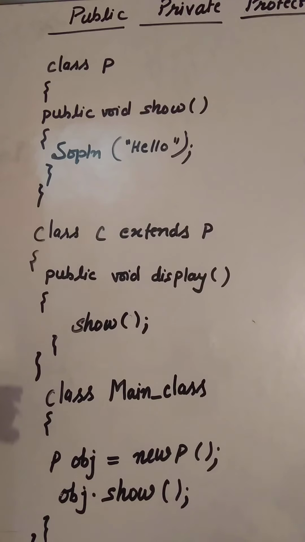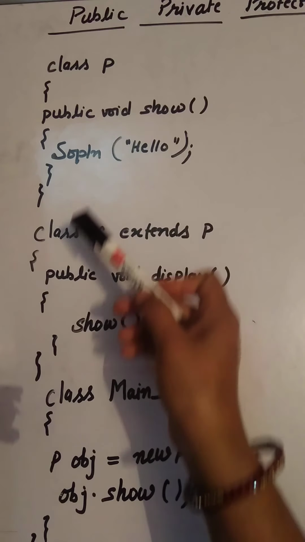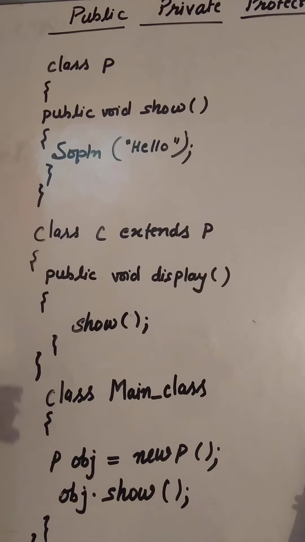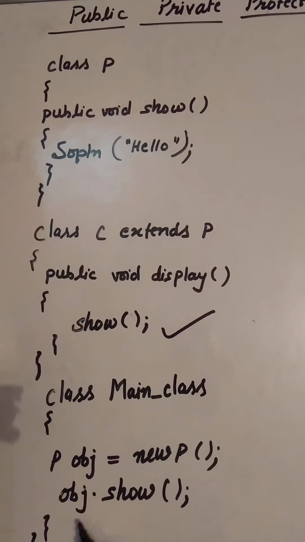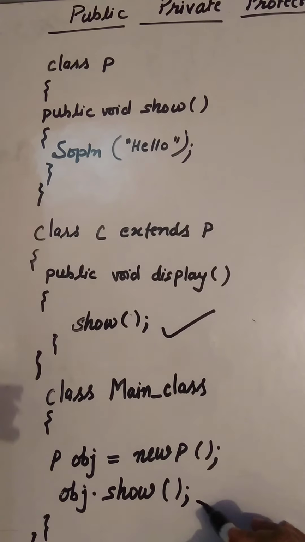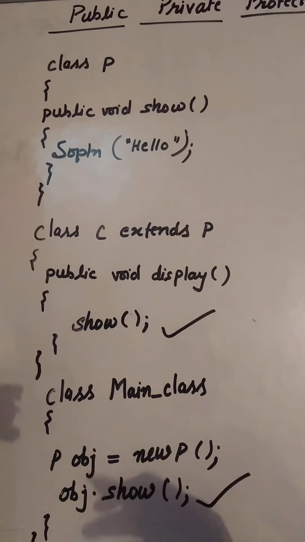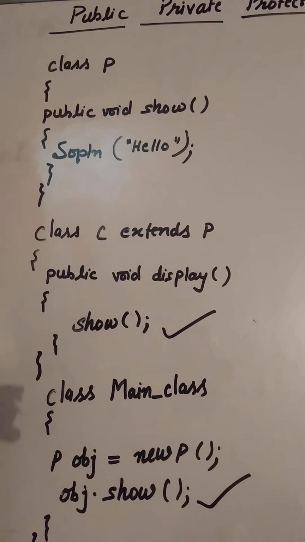Okay, here is the public access specifier, public modifier. So the public modifier can be accessed here and can be accessed here with obj.show. So it is accessed inside the class or outside the class. Clear? The public access specifier accesses the method or member within the class as well as outside the class.